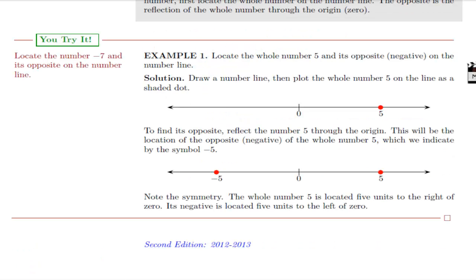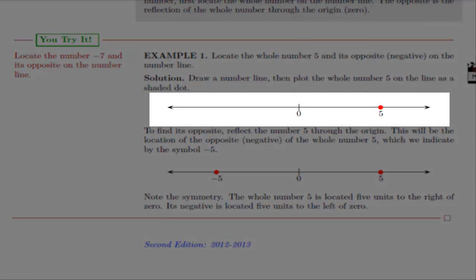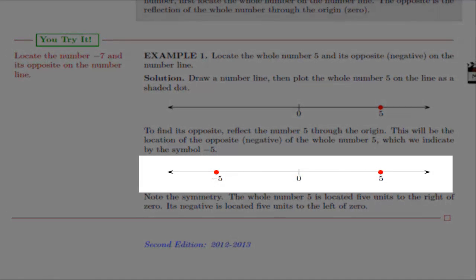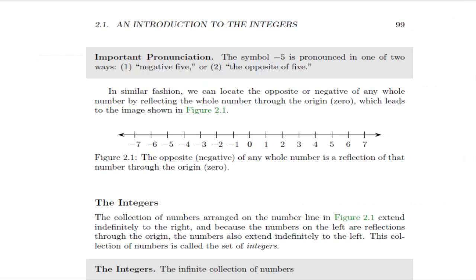Example 1. Locate the whole number 5 and its opposite, or negative, on the number line. Solution. Draw a number line, then plot the whole number 5 on the line as a shaded dot. To find its opposite, reflect the number 5 through the origin. This will be the location of the opposite, negative, of the whole number 5, which we indicate by the symbol negative 5. Note the symmetry. The whole number 5 is located 5 units to the right of 0. Its negative is located 5 units to the left of 0. Important pronunciation.